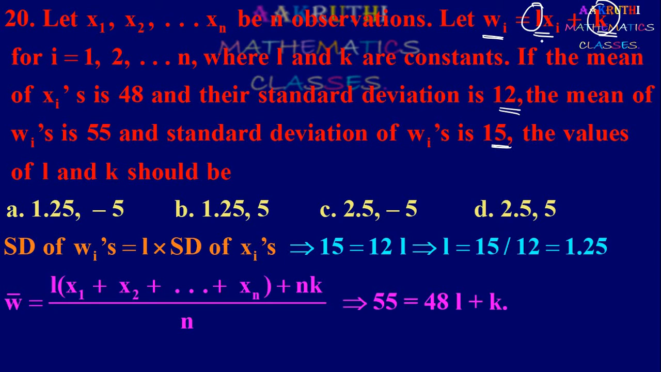Then we have the W series, it is L xi plus K. So we take means, that is the mean of the W series is L into x1 plus x2 plus x3 up to xn, plus n into k, divided by n.